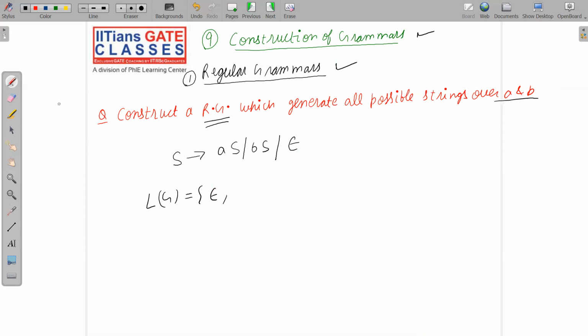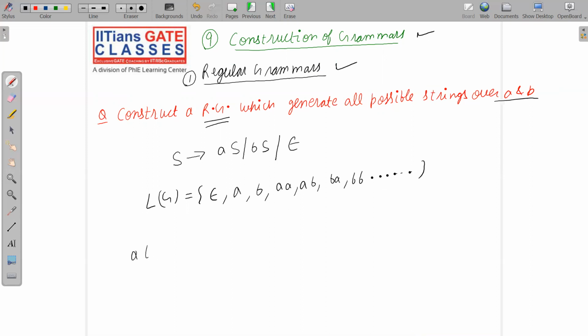Now the next string will be a. Why will it be a? Because you can write S implies aS, and this S can go to null. Next will be b. Why b? Because S implies bS, and S can go to null, so we can have b. Then we can have aa, ab, ba, bb, and so on. All possible strings over a and b will be generated by this grammar.